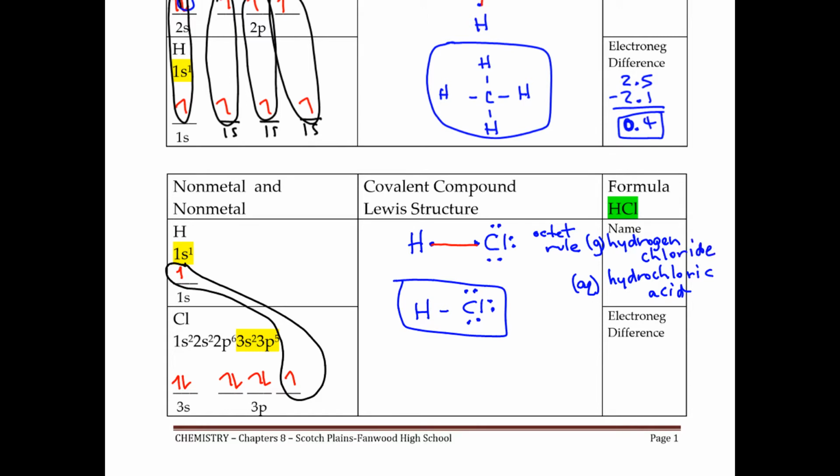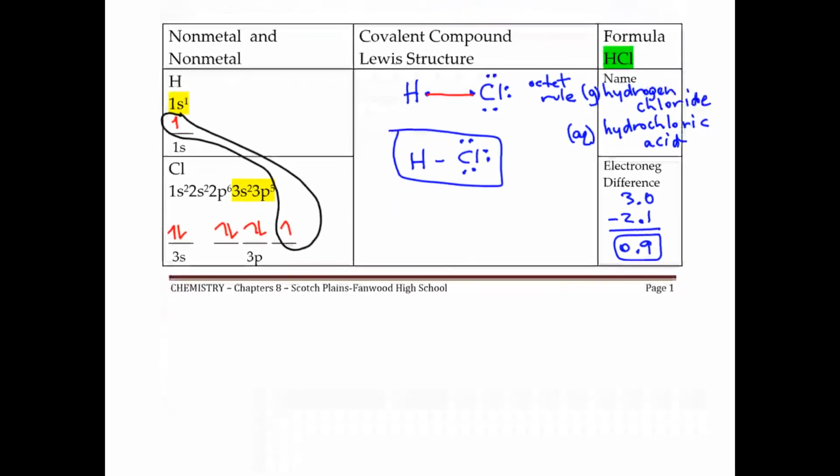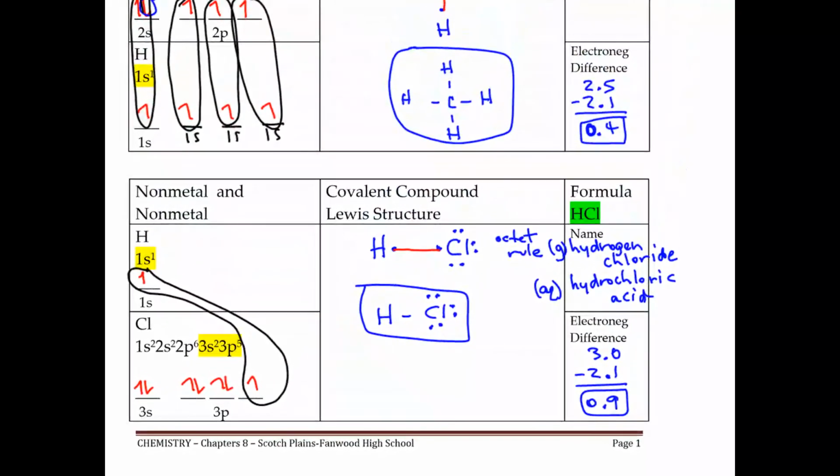And then to get the electronegativity difference, the Cl is 3.0. We said that H was 2.1. So when you subtract these, you get 0.9. Again, a fairly low number in electronegativity difference. Okay, let's move up to the next one on the next page.